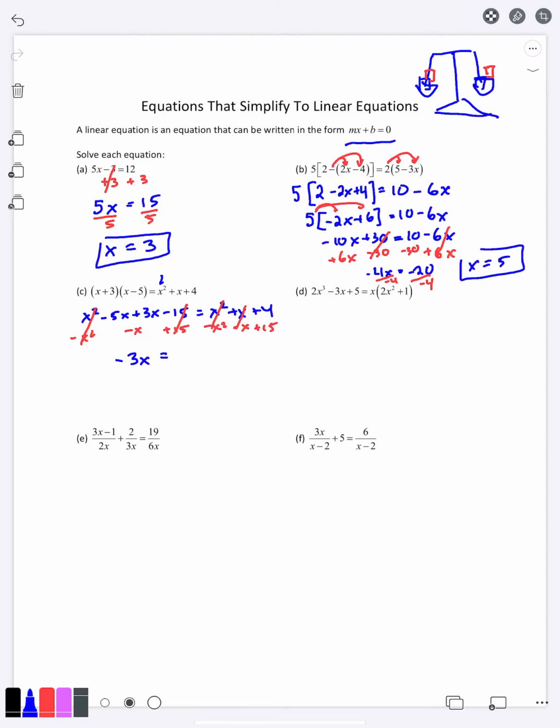On the right side, 4 plus 15 is 19. Then we go ahead and divide by our negative 3 here, and we get the answer negative 19 thirds.